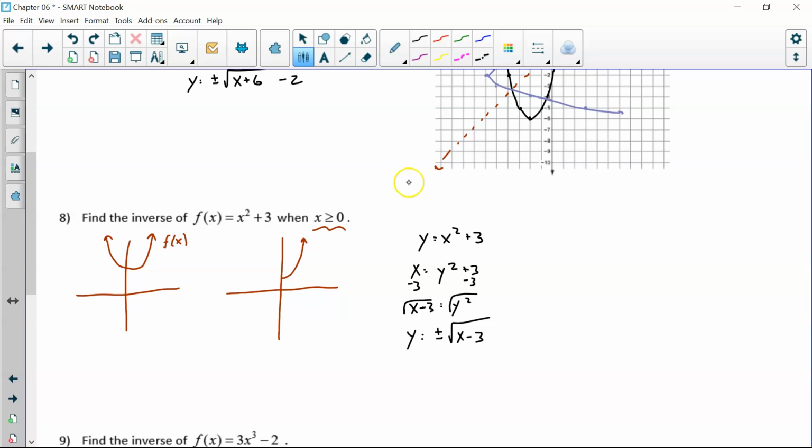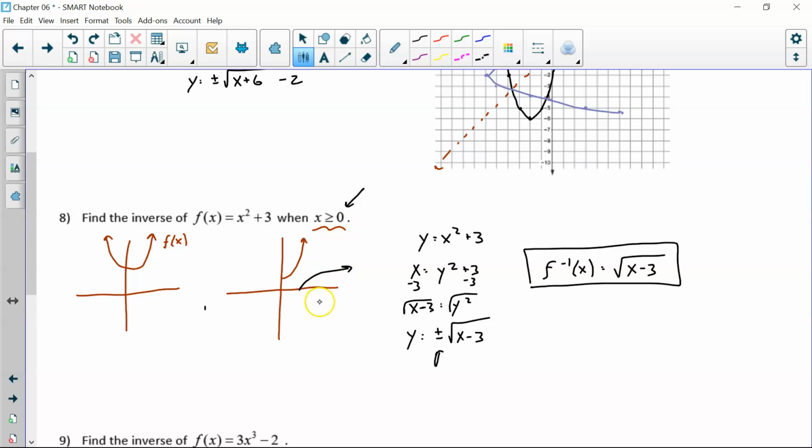Now, because we restricted our domain, our inputs, to x is greater than or equal to 0, when we do this, we're going to use the positive only. So f inverse of x equals the positive square root, so just the square root of x minus 3. And that would be a function. And our inverse would look like this. And you can see that the graph that I drew in black would pass that vertical line test. And they are reflections of each other along the line y equals x.